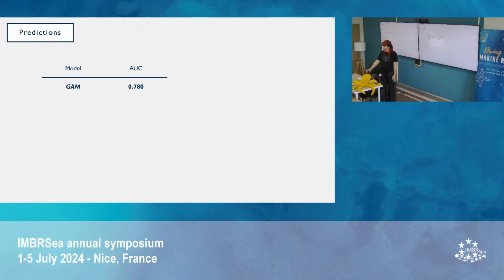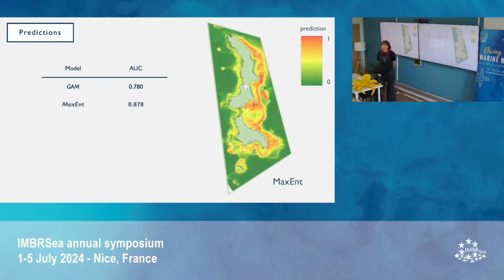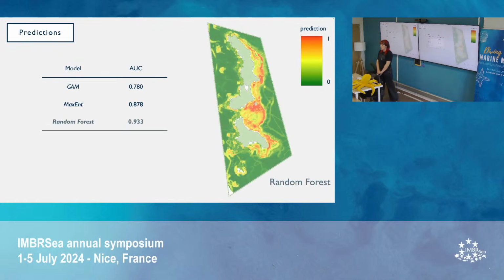And now the fun part, we get to my final predictions. So my first model, my GAM, had an AUC of 0.780. Anything that's red is a high probability of occurrence. Anything that's green is low probability of occurrence. My Maxent had an AUC of 0.878, and you can already start to see the differences between the different modeling techniques. And finally, my random forest had an AUC of 0.933.